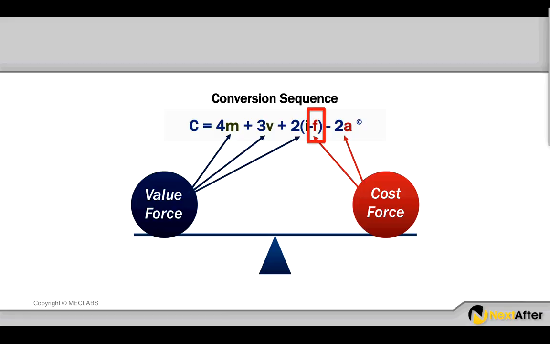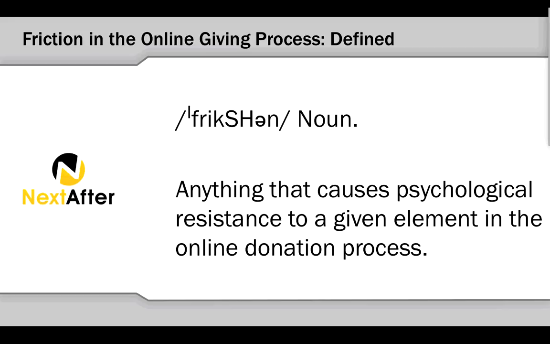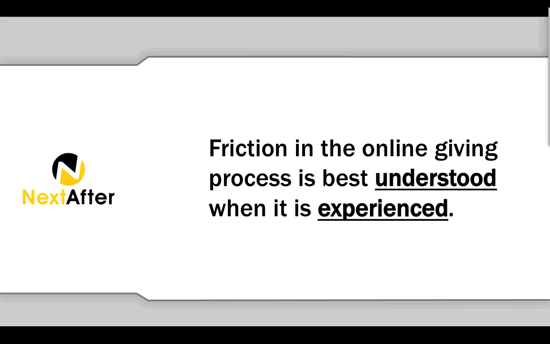So in order to begin this conversation, we should probably define it. And the way that we define it as it relates to the online giving process is that friction is anything that causes psychological resistance to a given element in the online donation process, okay? So it's anything that causes psychological resistance. Remember, keep in mind, we're not optimizing landing pages. We're trying to optimize thought sequences. And these are people on the other side of the screen, and these people are very complex, and they have many different emotions. But what we're trying to do is we're trying to engineer our pages in a way that's going to reduce some of this friction.